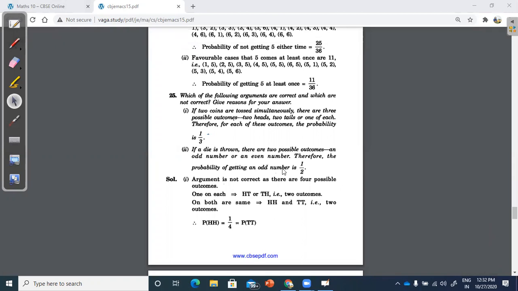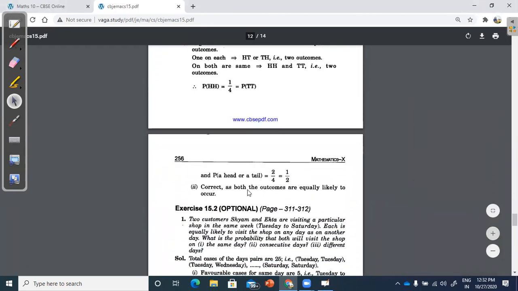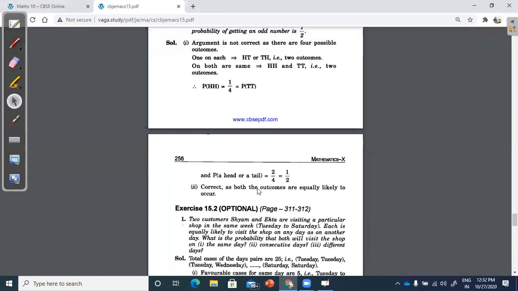So what is the probability of getting an odd number? It will be 3 out of 6. So 3 out of 6 is 1 by 2. So this will be true. So correct, because the probability of an odd number will be 3 upon 6, that is 1 by 2.